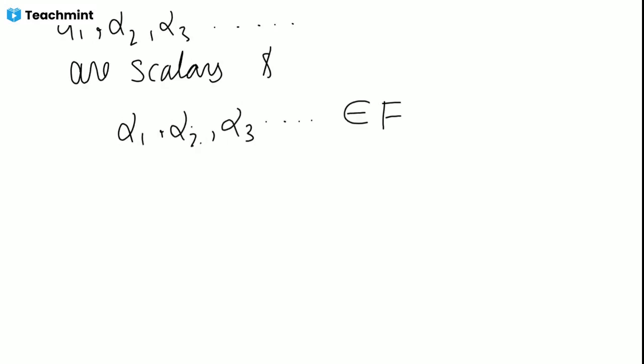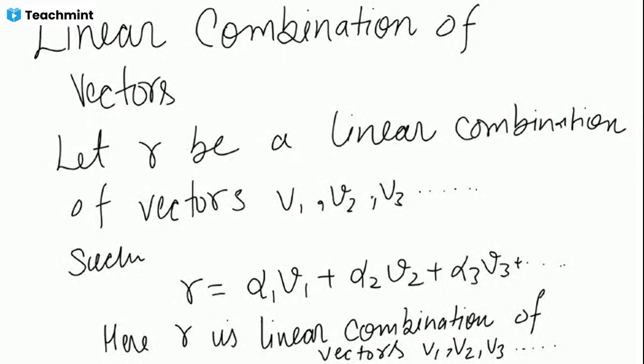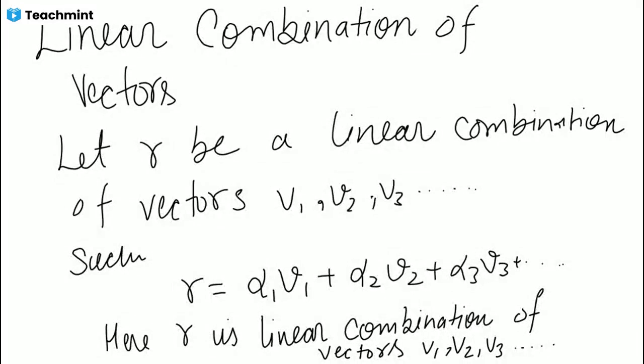So a combination of vectors and scalars and their sum is known as a linear combination. Got it? Combination of scalars and vectors is called a linear combination. Yes, exactly. Can we do an example? Sure, we will do.